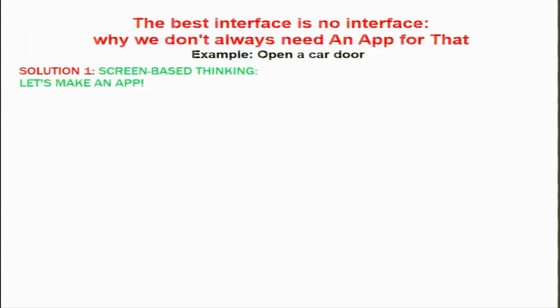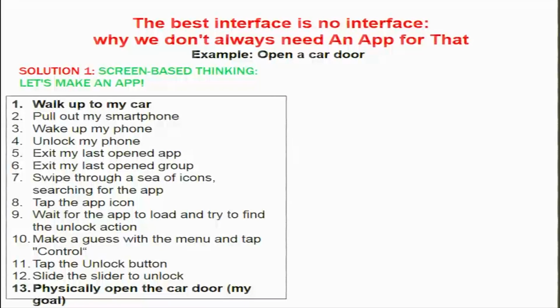could be that you have a screen based thinking process to make an app where you walk up to a car, pull out the smartphone, wake up the phone, unlock the phone, exit the last opened app, exit the last opened group, swipe through the sea of icons searching for the app, tap the app icon, wait for the app to load and try to find the unlock action, make a guess with the menu and tap control, tap the unlock button, then slide the slider to unlock and physically open the car door. So this is not the goal. This is a very complex solution.